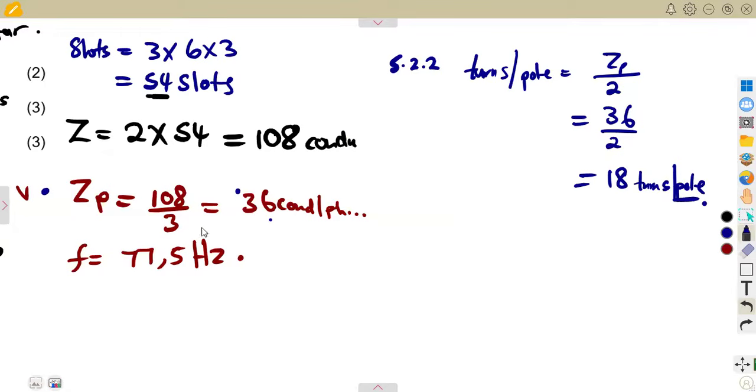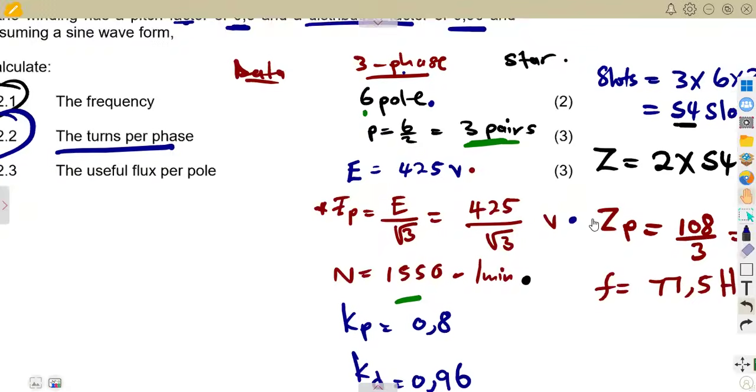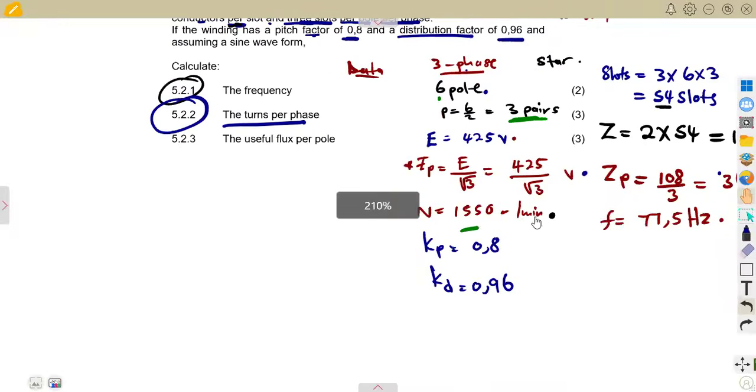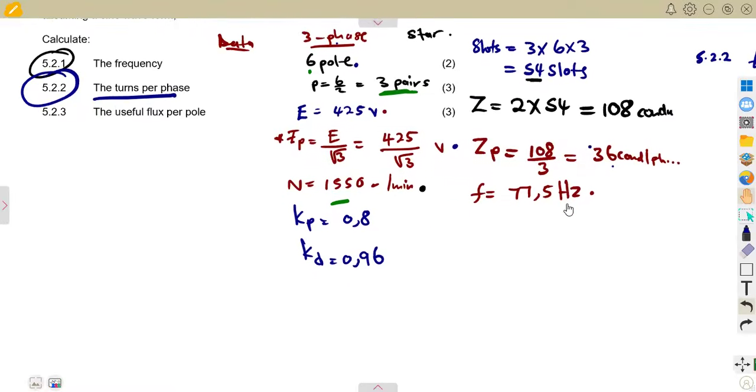You take it from the number of conductors that you have per phase. The one for phase, that is the one that you work with. Then you just divide by 2. So that was also a direct question because you have this. But the 3 marks is because you were not having the ZP. So if you have not calculated this, then you have to calculate. But if you've calculated, they're going to check that one from your calculations that you have before.